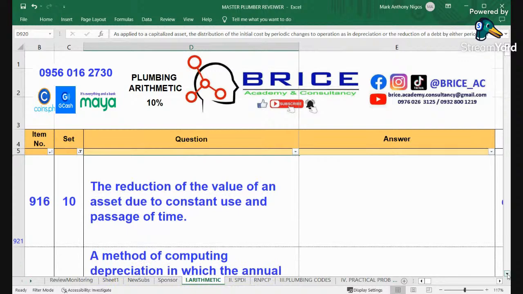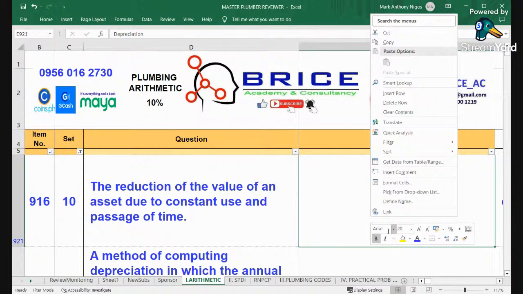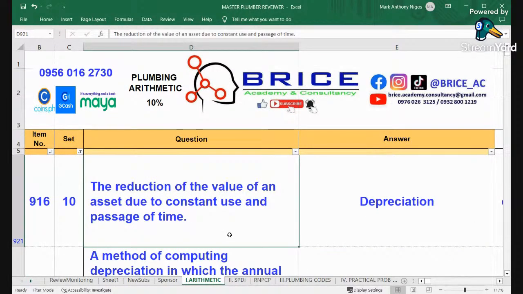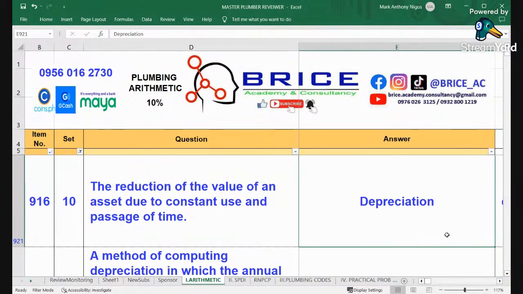916. The reduction of the value of an asset, excuse me, due to constant use and passage of time. Answer is depreciation. The reduction of the value of an asset due to constant use and passage of time. The answer is depreciation.